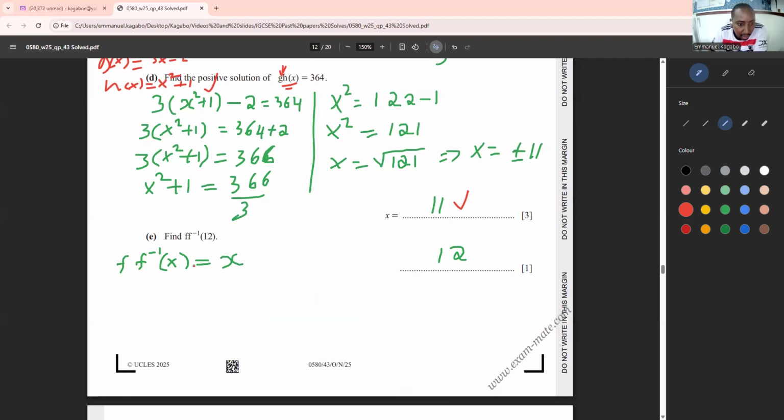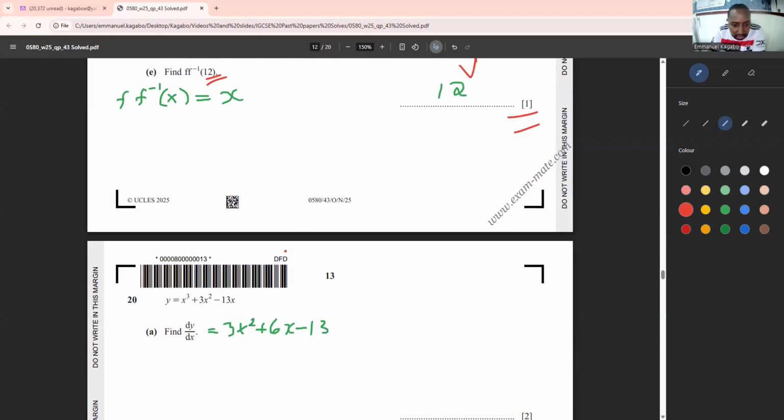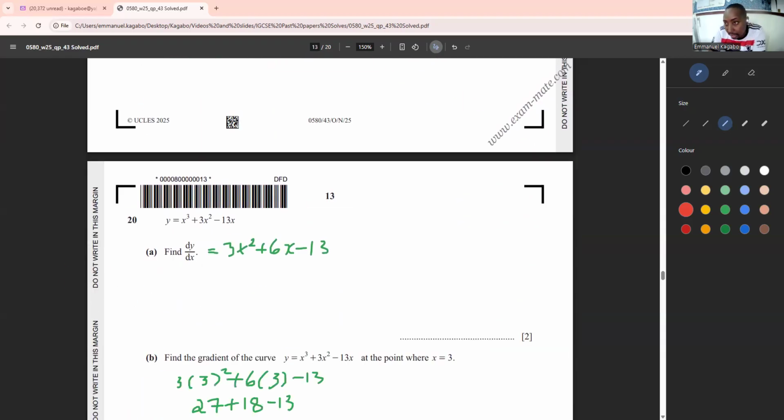Question E. They told you find f of f inverse of 12. This question is easy and it's 1 mark, okay? The simple trick in the question is just to know that f of f inverse of x is equal to x, therefore I have to use the same trick and then the answer will be 12, okay? Question 20 is about differentiation.